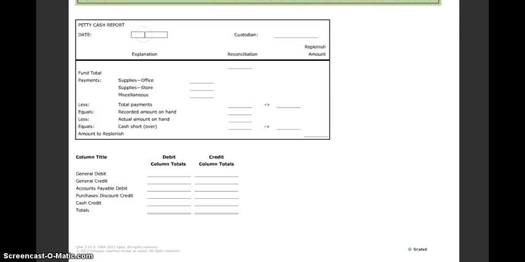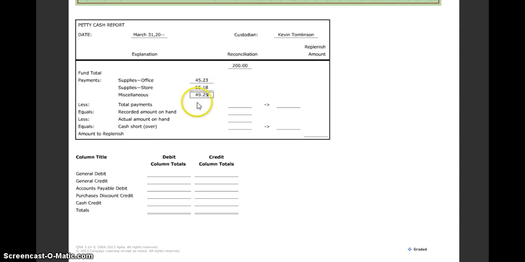Again, we start here with the date, which they gave us as March 31st. And the custodian is the name that they gave us, Kevin. We started with a $200 petty cash fund. The amounts that they gave us, for supplies-office was $45.23, supplies-store $66.18, and our miscellaneous was $49.25.